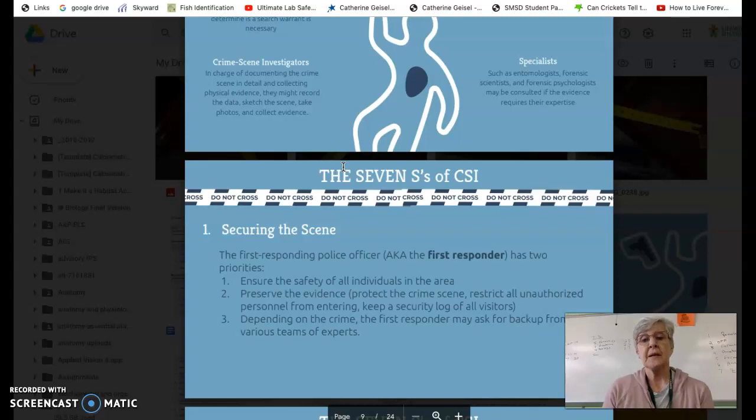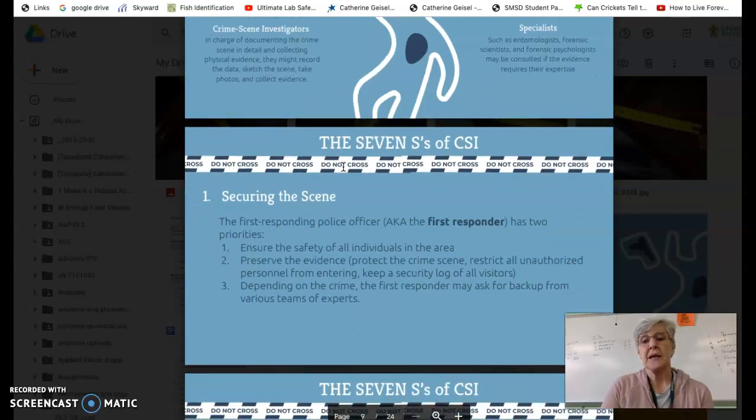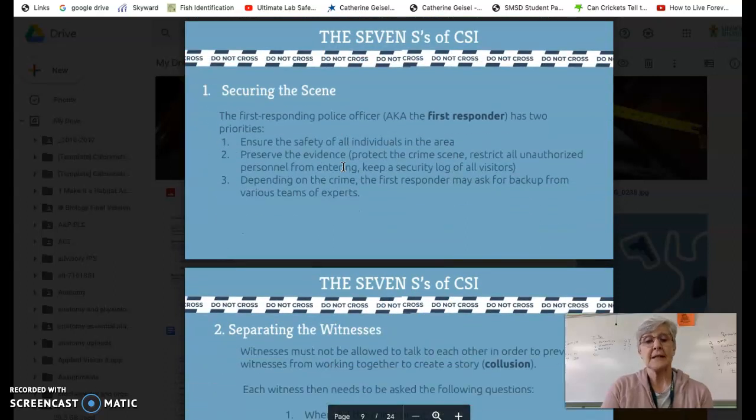So the first responding police officer or the first responder has 2 priorities. One, to ensure the safety of all of the individuals in the area. 2, to preserve the evidence, to protect the crime scene, restrict people who are not supposed to be there from entering the scene, and he keeps a log of all of the visitors in and out. And then 3, depending on the crime scene, the first responder may ask for backup from the various teams of experts that would need to come in.